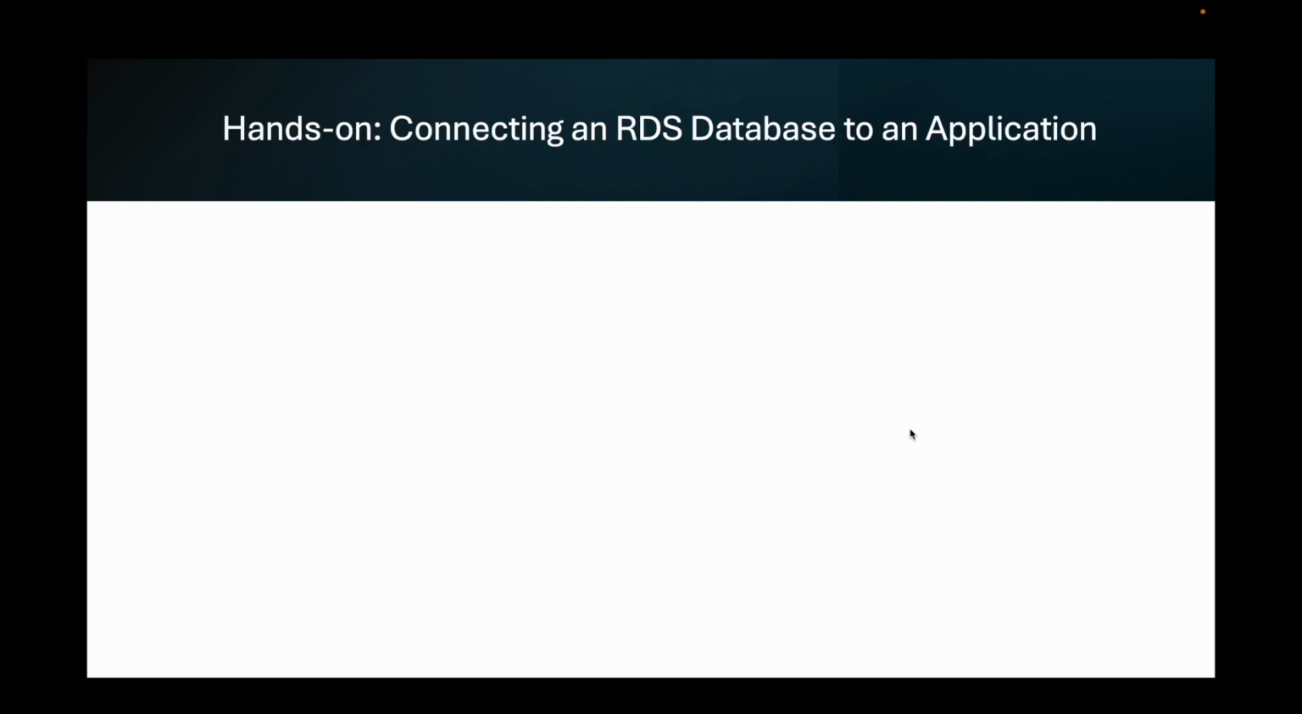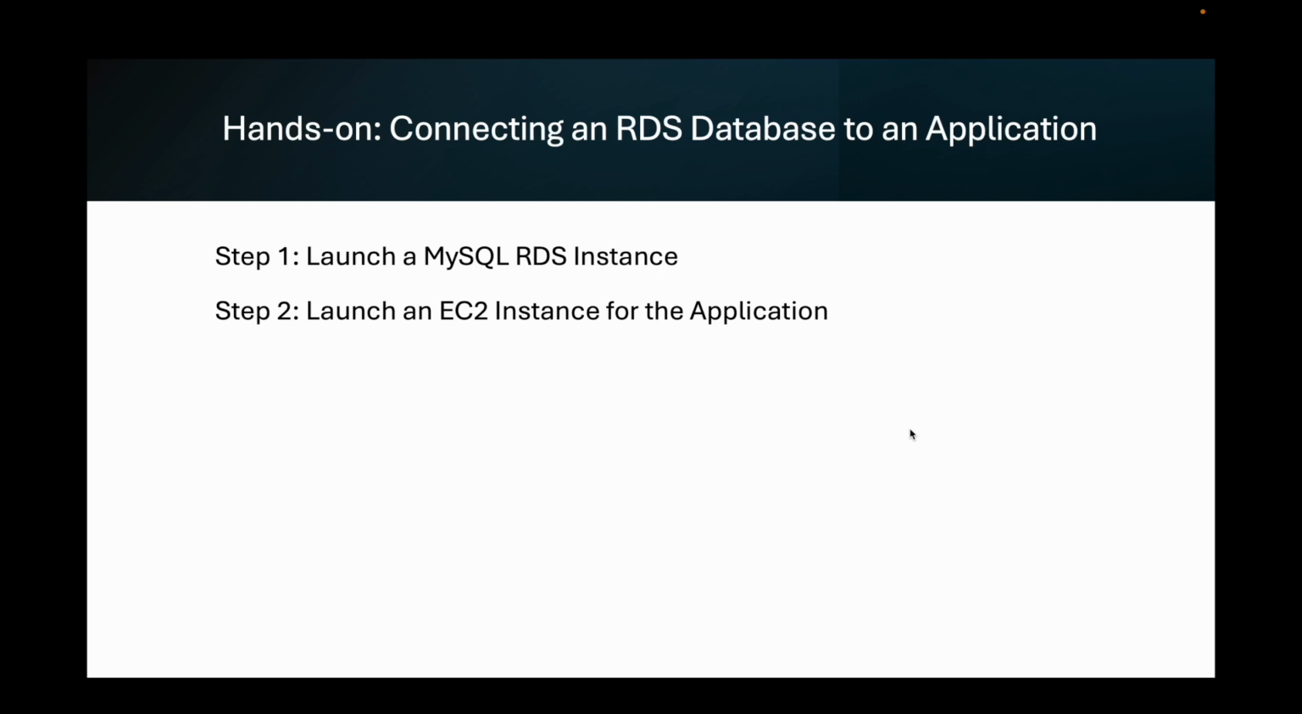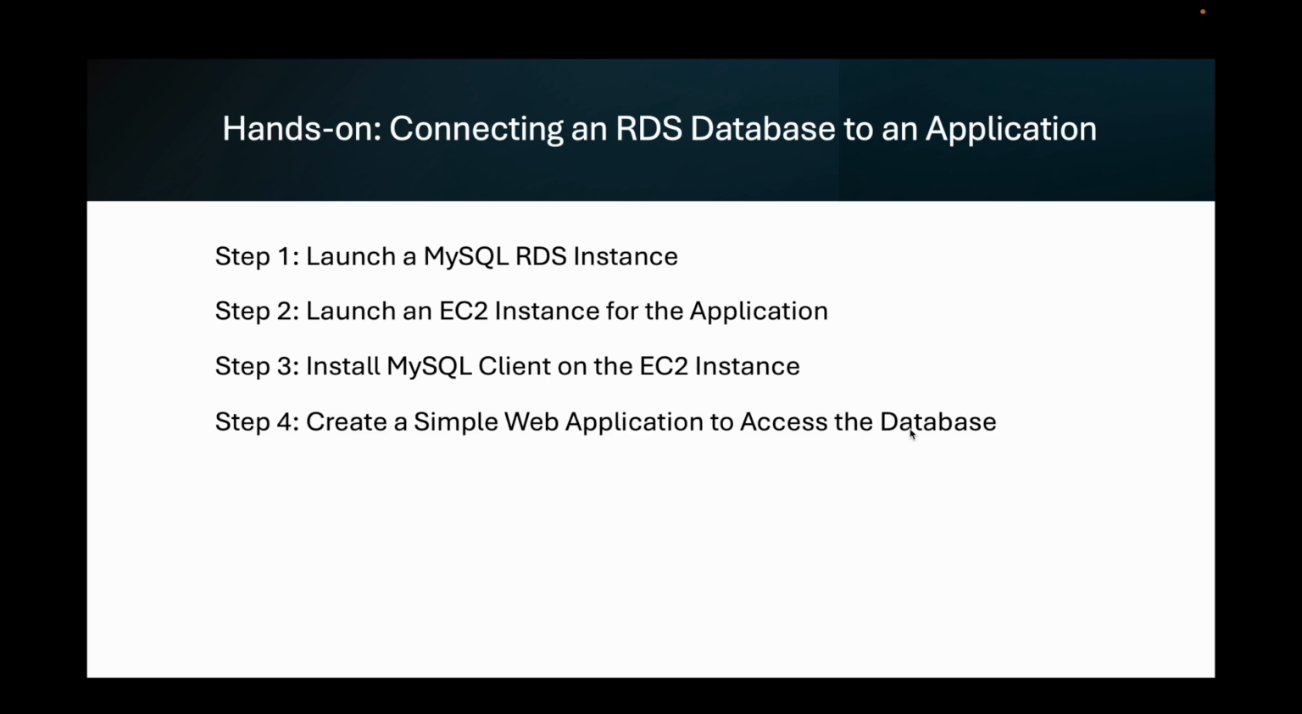So let's jump into the hands-on exercise where we will be connecting an RDS database to an application. In this hands-on section, we will connect, as I mentioned, an RDS database or MySQL instance to a web application running on an EC2 instance. So there'll be a bunch of steps. The first step will be to launch a MySQL RDS instance. We'll follow all the steps that we just went over. Step 2 is to launch an EC2 instance for the application. And step 3 is to install the MySQL client on the EC2 instance. And finally, create a simple web application to access this database. We'll use PHP for our code to connect to it and get the database data. So let's jump into it.